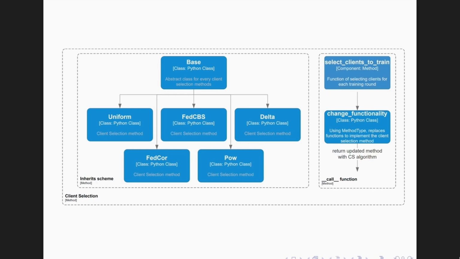Client selectors follow an inheritance scheme presented on the slide and consist of 2 core components. Select clients to train implements the logic of selecting clients in the training round, and change functionality complements the functionality of the aggregation algorithm.